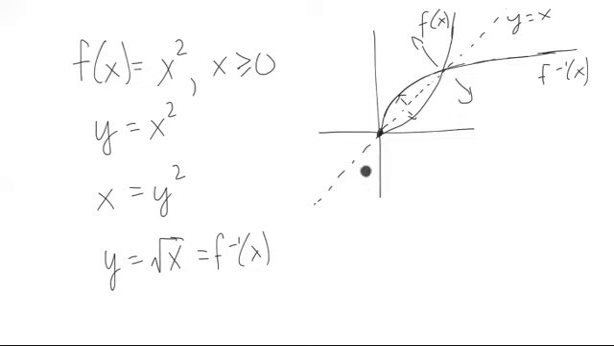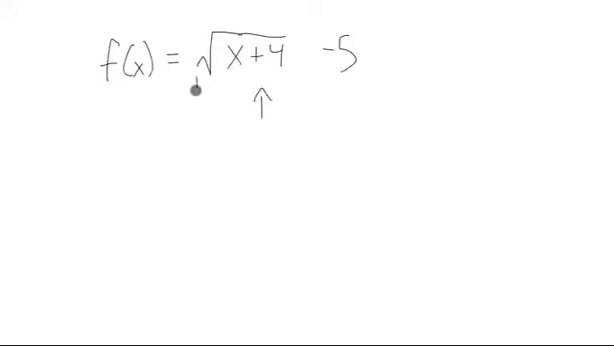Another thing to notice is that x's and y's switch places, but also domains and ranges will swap places too, naturally. Let's look at an example where that might become important. Suppose that we had something like f of x is equal to the square root of x plus 4, minus 5. Okay, let's find the inverse function, but before we do that, let's determine what the domain and range is of this guy right here via a transformation or transformations.